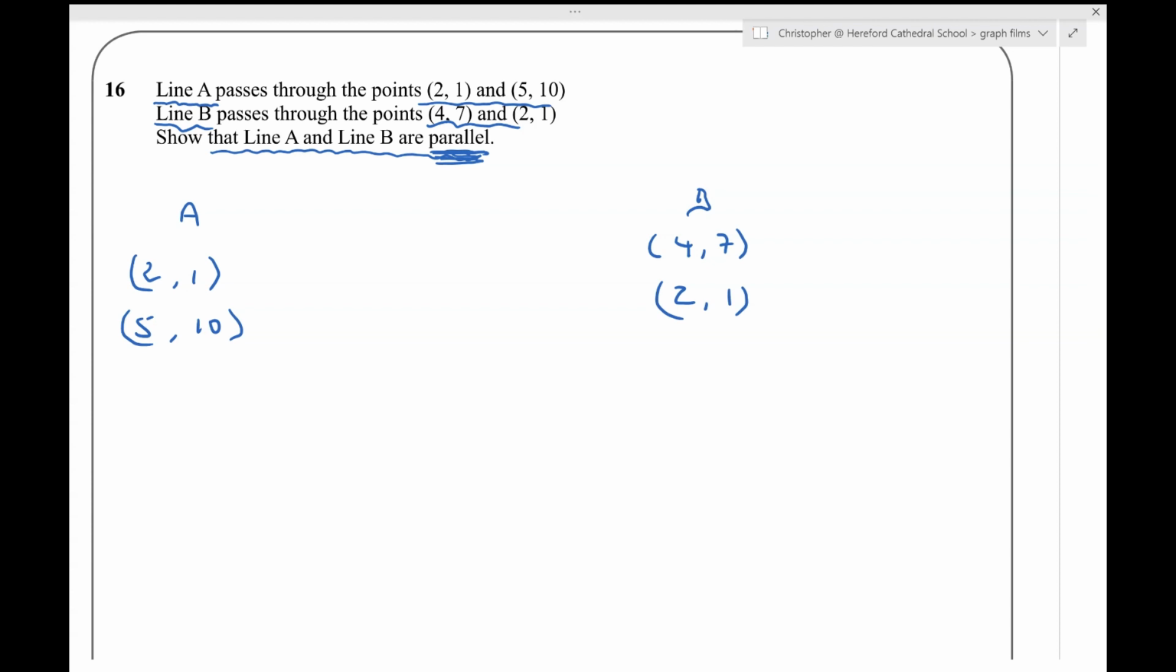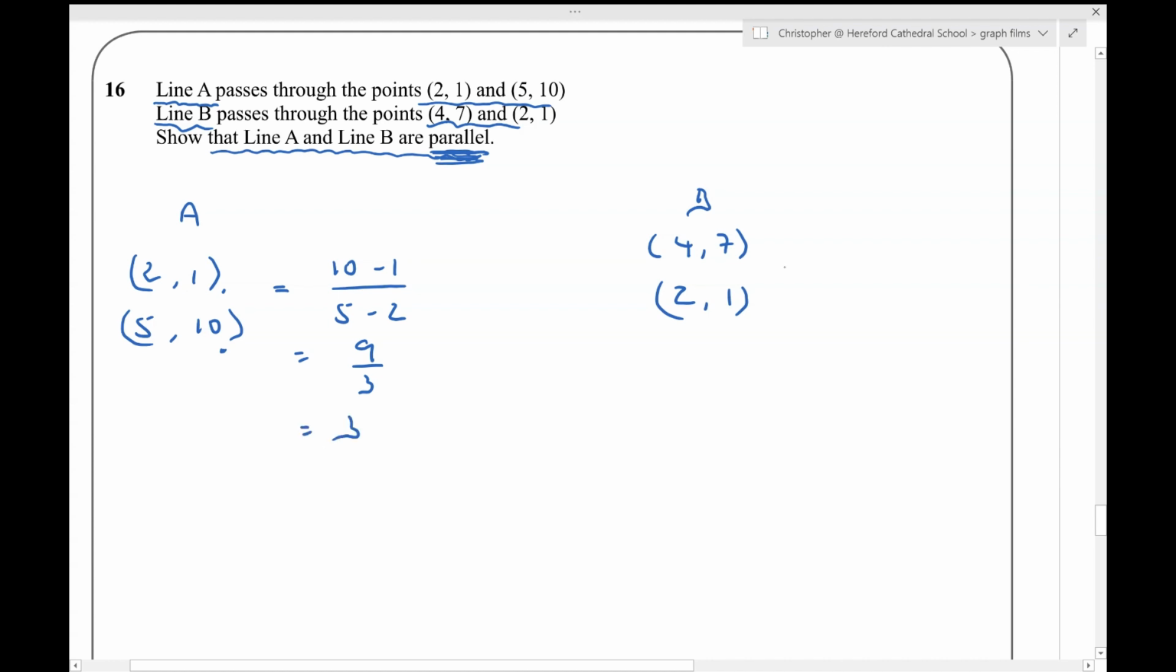So let's find the gradient of A. Now remember, we have to do the difference in the y-coordinates divided by the difference in the x-coordinates. And you can either do the top coordinates minus the bottom or the bottom minus the top. But you have to do the same for the x-coordinates as you do for the y. Now, looking at my y-coordinates, I've got 10 here. So I'm going to do 10 minus 1, the bottom one minus the top one. So I'm going to divide that by 5 minus 2, the bottom one minus the top one. So that gives me 9 over 3, gives me a gradient of 3. So A has a gradient of 3.